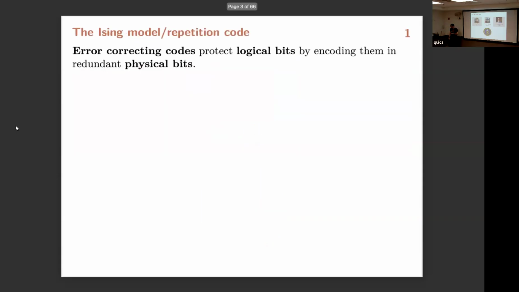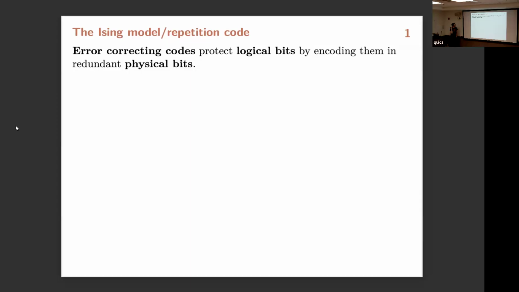So this talk will be about a synthesis of ideas between the theory of error correcting codes and condensed matter physics. Let me begin by telling you a baby version of this story in the context of the Ising model and the repetition code, ideas from condensed matter and classical error correction.